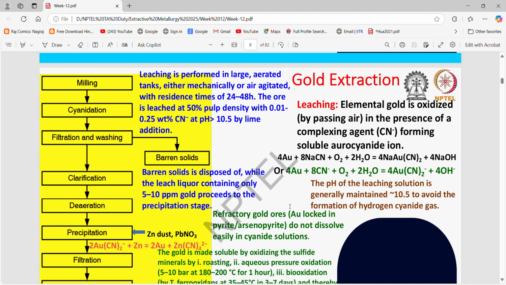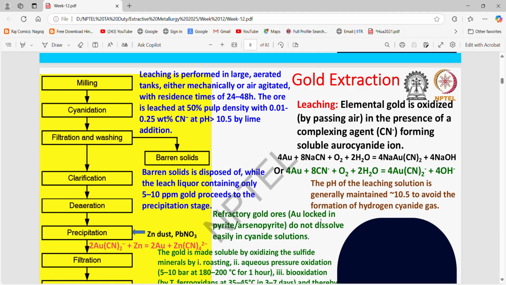So coming to the gold extraction process, it is a major example of electro refining or electro winning processes. In gold extraction, we generally go with the cyanide leaching process. This leaching is performed in large aerated tanks, either mechanically or air agitated, with a residence time of around 24 to 48 hours. The ore is leached at 50% pulp density with 0.01 to 0.258% cyanide in the solution, and a pH of more than 10.5.